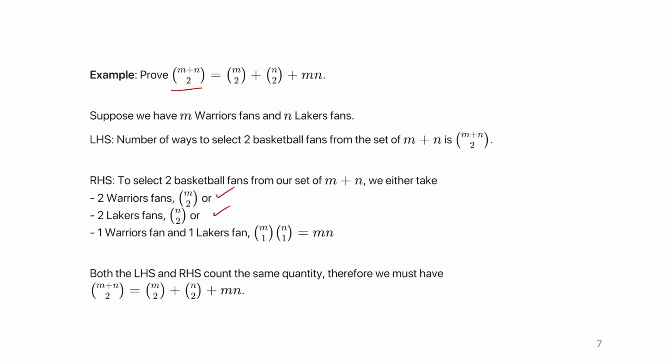So the left-hand side, we arrived at this quantity directly. We just said we have m plus n basketball fans, we want to select 2 of them, so m plus n choose 2. On the right-hand side, we broke it up into 3 cases, found the number of ways we can do it in each case, and added them together. And since both are counting the same quantity, they must be equal.